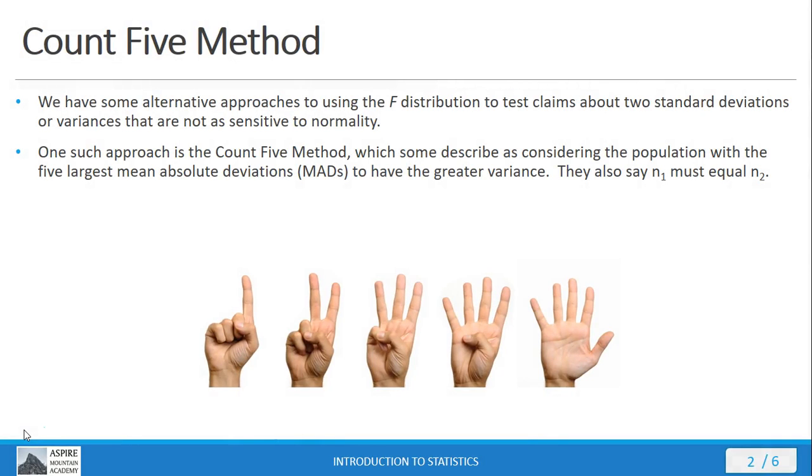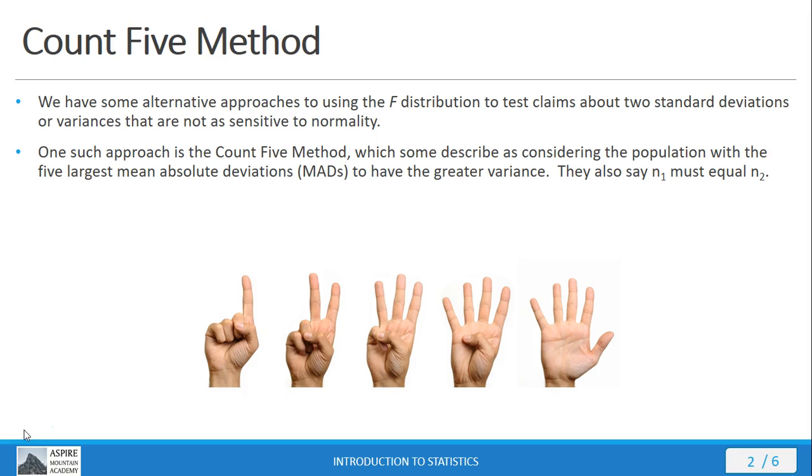So we have some alternative approaches to this F-test that's based on the F distribution for testing claims about two standard deviations or variances. The reason we want alternative approaches is because the F-test is extremely sensitive to departures from normality. If you don't have normally distributed data and you're using that F-test, it's going to give you some screwy results. So we want a test method that can accommodate departures from normality in our data. One of the common methods in use to accommodate that is the Count 5 method.